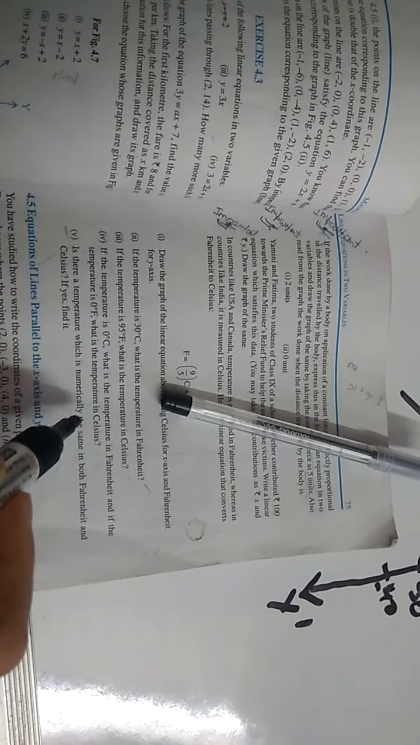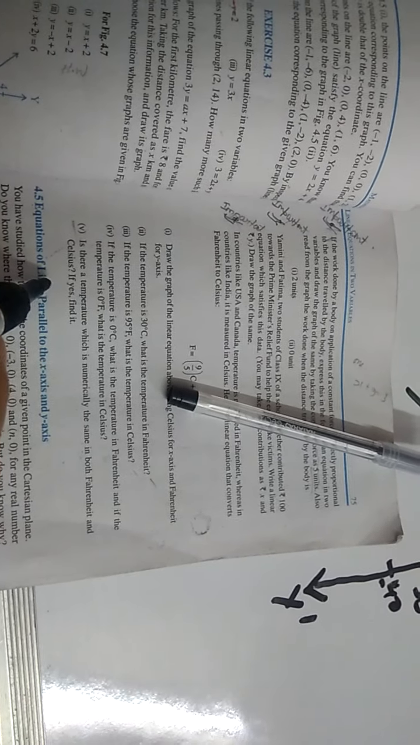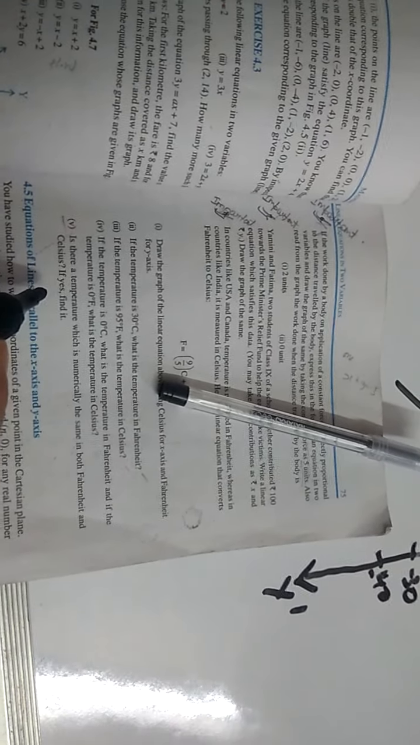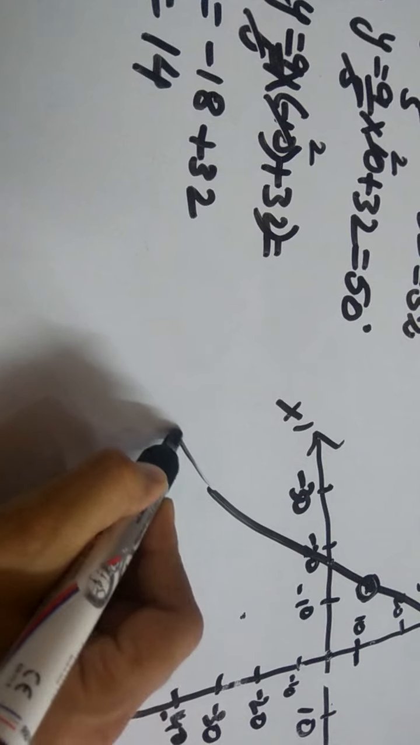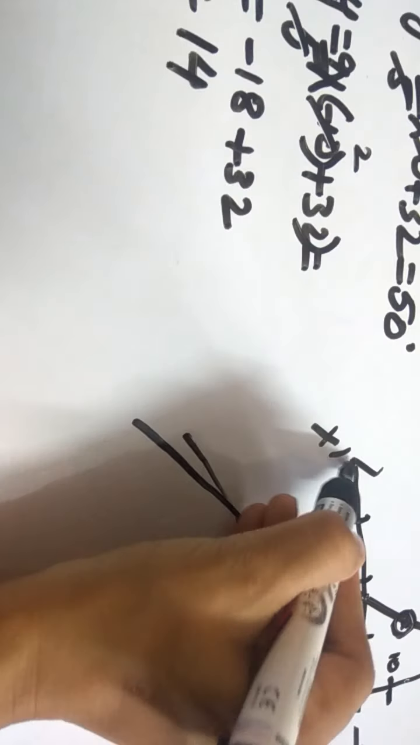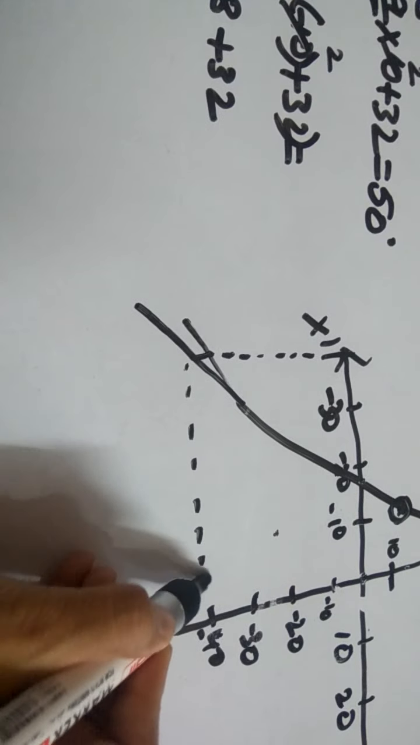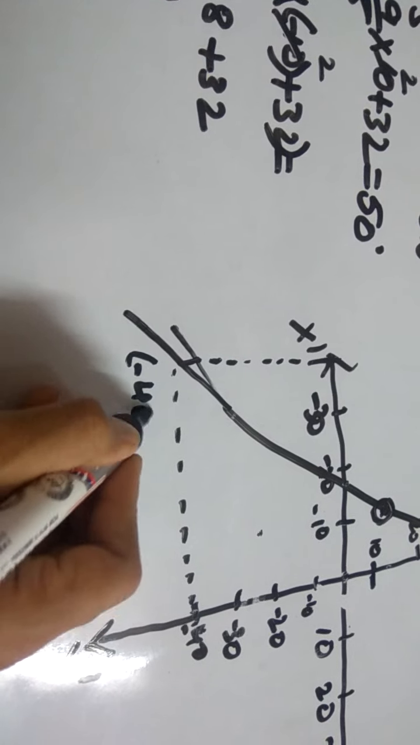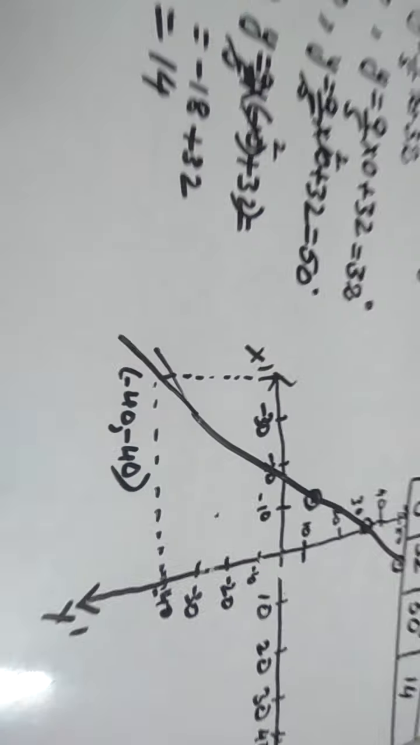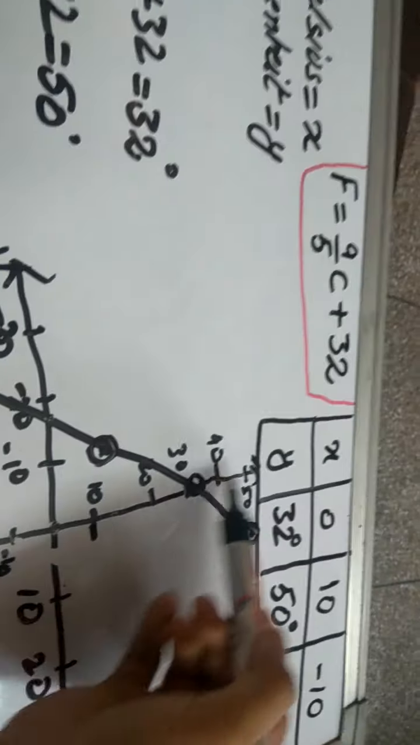Is there a temperature which is numerically the same in both Fahrenheit and Celsius? Yes. At minus 40 degrees Celsius, both the temperatures will be the same. If we extend it, we will see that at minus 40 degrees the temperature is the same, minus 40. So this is the answer for the last part. Dear students, for the first part and second part you have to extend the line. Now if the temperature is 95 degrees Fahrenheit, what is the temperature in Celsius? For this also we have to extend the graph.